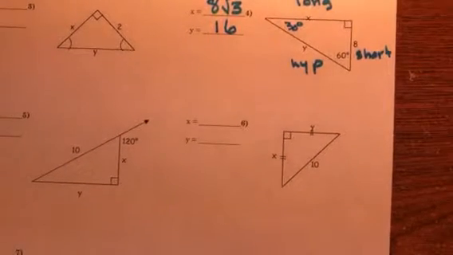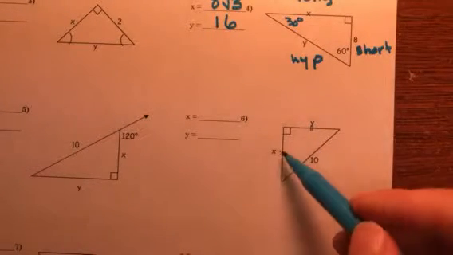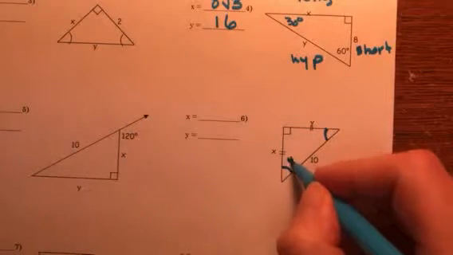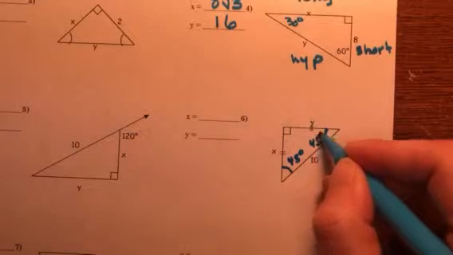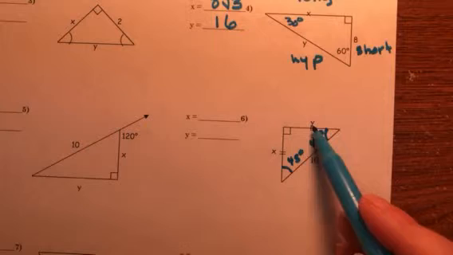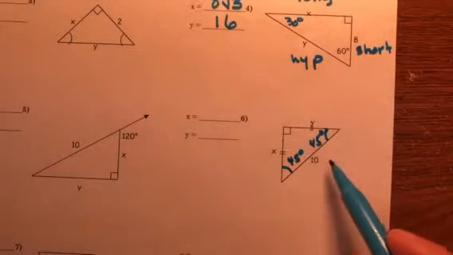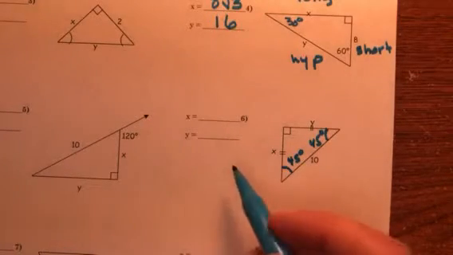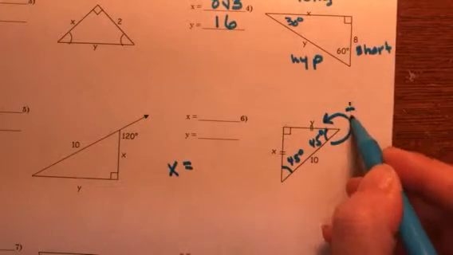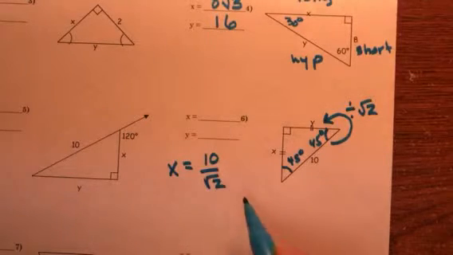Okay, number 6. What type of triangle do we have there? Number 6 has 2 legs that are congruent to each other, so that makes the angles congruent, so it means it's a 45, 45, 90 triangle. Now, this one is a little bit trickier because we're going from the hypotenuse to the leg. So that means instead of multiplying by root 3, which we would do if we were going from the leg to the hypotenuse, we have to divide. So we know that X, I'm going to divide by square root of 2. X equals 10 divided by square root of 2.